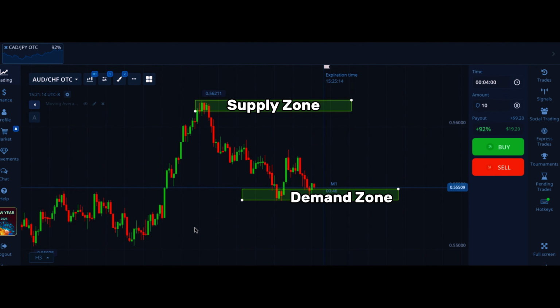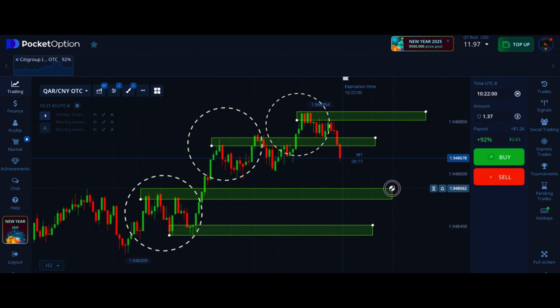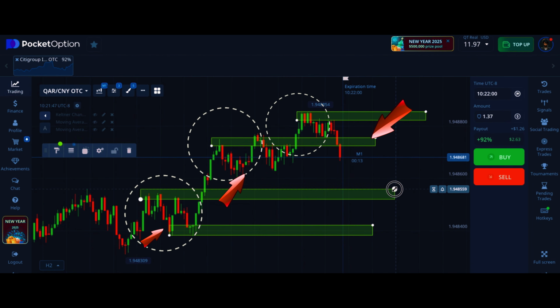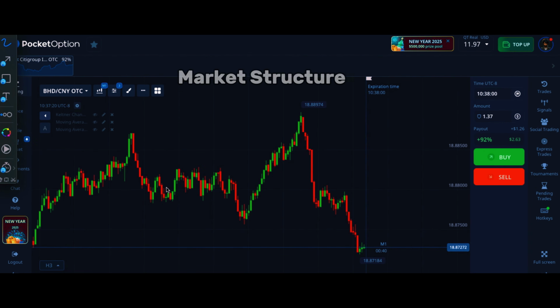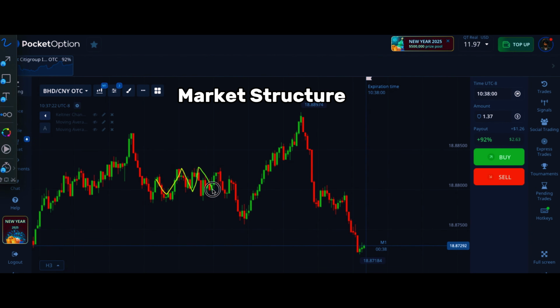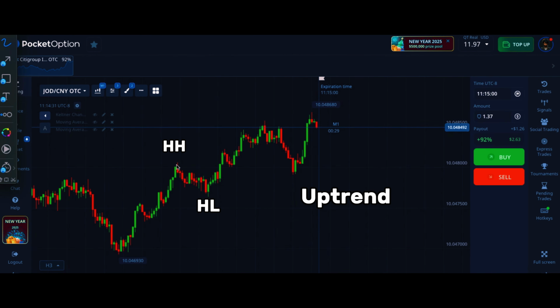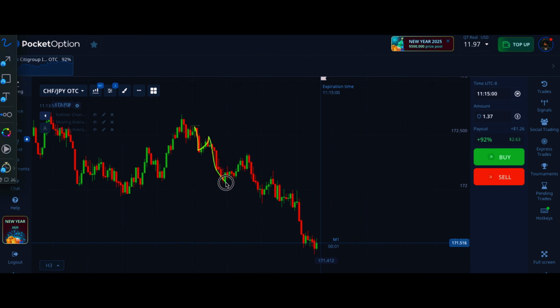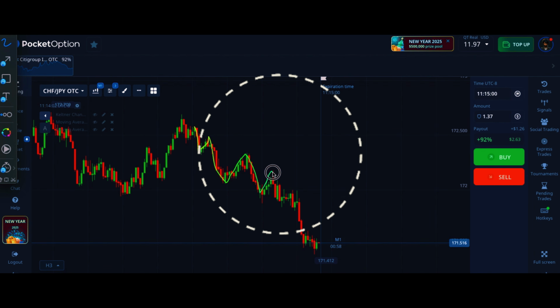Supply and demand zones show where the market has a strong reaction. Now, these zones highlight areas where price is likely to reverse or consolidate. So when you spot them, this is literally going to help you start trading like a pro. All right, market structure. Now, market structure is really about the big picture. Okay, higher highs and higher lows in an uptrend, or lower lows and lower highs in a downtrend. So understanding structure also gives you the clarity of where the market is headed and how to trade with it.